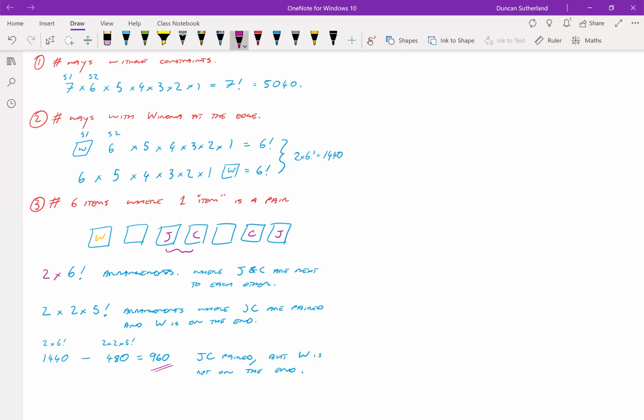So the total number of ways that we can arrange this group, satisfying the constraints, is subtract off the possibility that Winona's on the edge, subtract off the possibility that John and Chloe are paired, and we're left with 2,640 possible different ways where Winona is not on the edge and John and Chloe are not sitting together in either order.